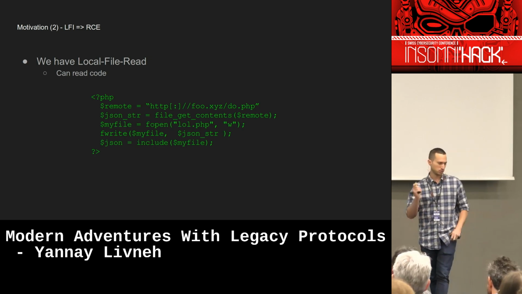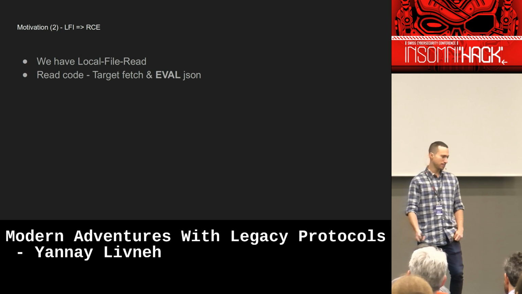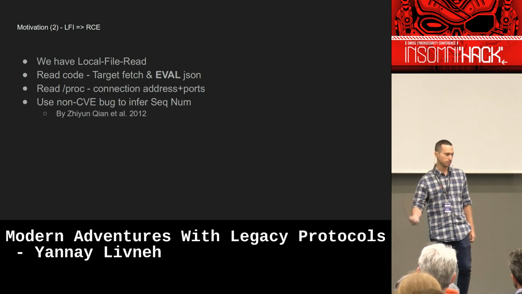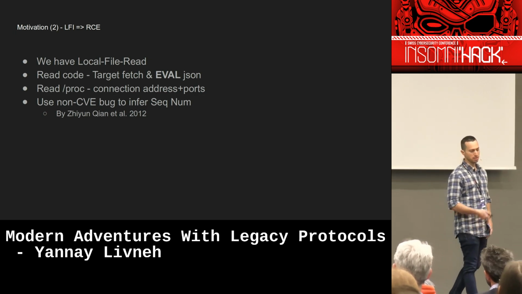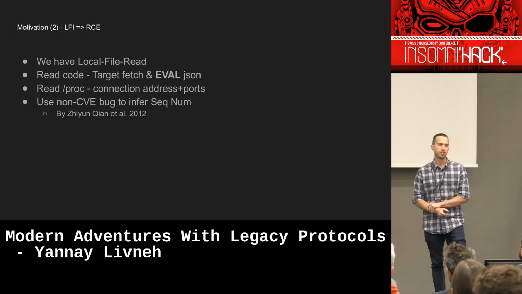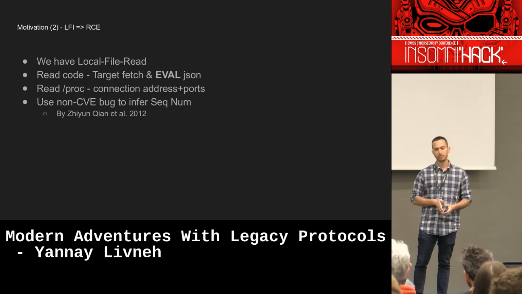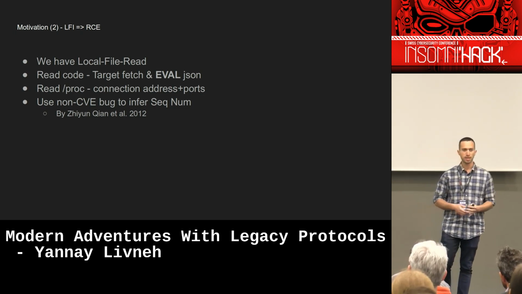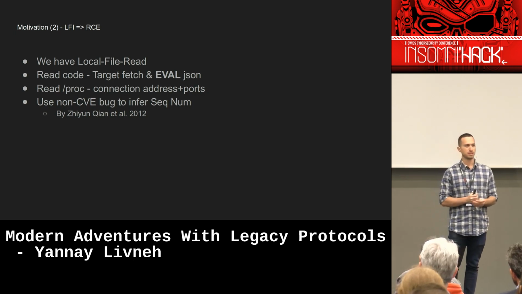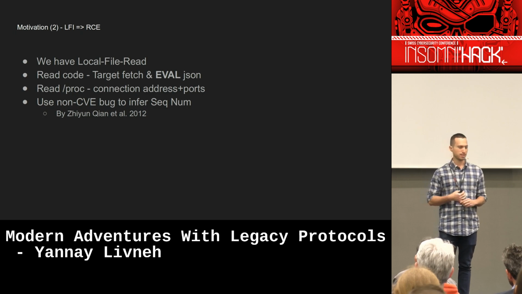Right, cool. So basically, we read the code, we see that the target was fetching and evaluating the JSON, and then we can use the local file read again to read the proc file system, which gave us the addresses of the connection between the two servers, right? If you don't know about TCP injection, it's a bit hard to explain, but I'll do it in a second.